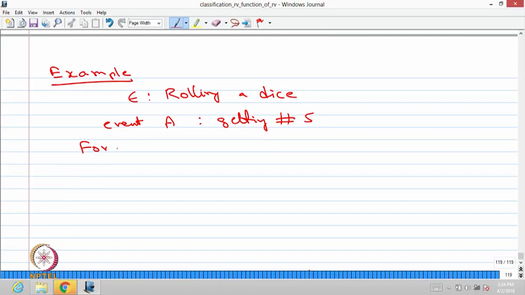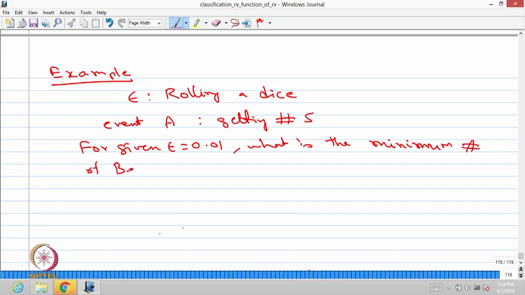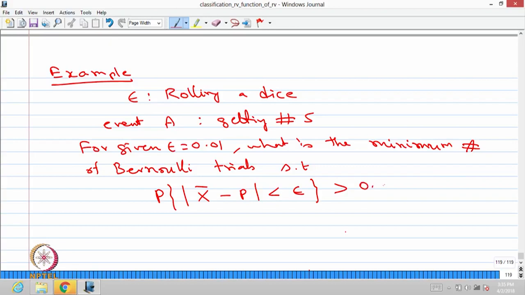We are repeatedly rolling a dice countably infinite number of times, and the question is, for a given epsilon, that is 0.01, what is the minimum number of Bernoulli trials such that the probability of absolute of x bar minus p, which is lesser than epsilon, is going to be greater than 0.95.